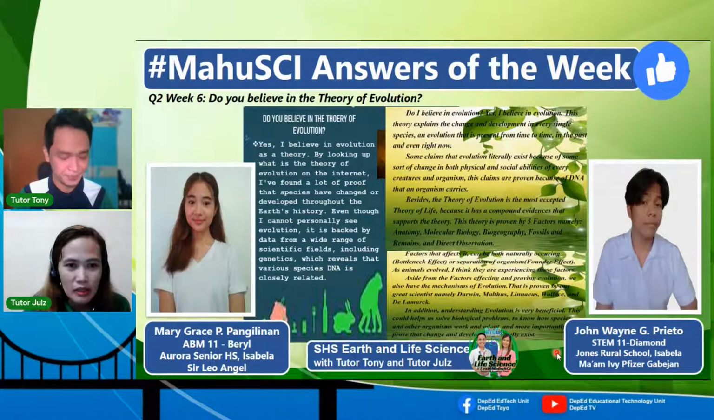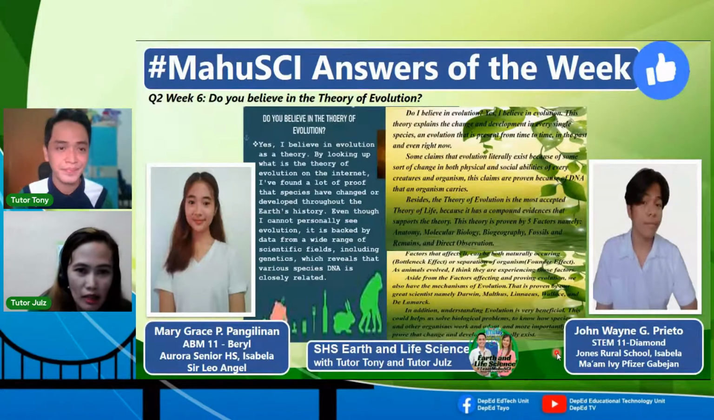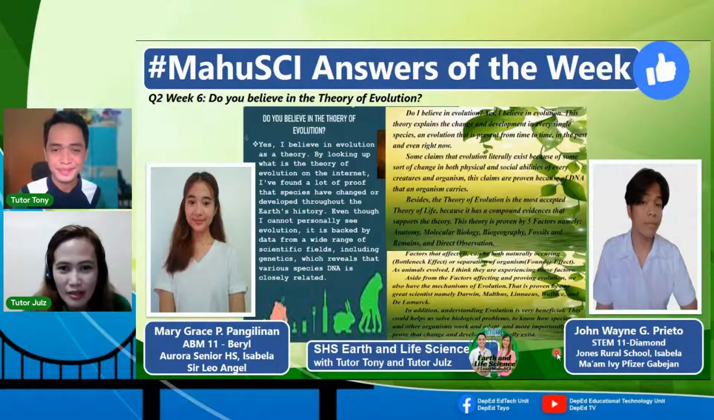Yehey. And from Aurora ulit, Aurora Senior High School, Isabela, Mary Grace P. Pangilinan, student ulit ni Sir Leo Angel. Nandito na ang mga students mo, sir. Ang daming entries. Then, si John Wayne G. Prieto of STEM 11 Diamond from Jones Rural School, Isabela.